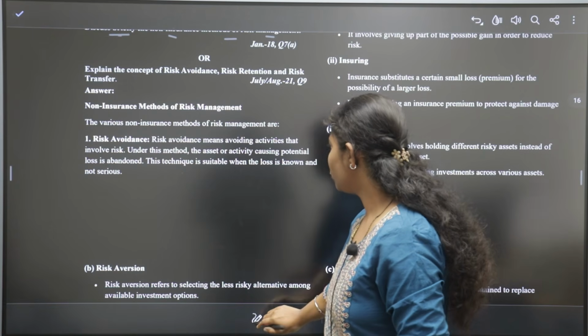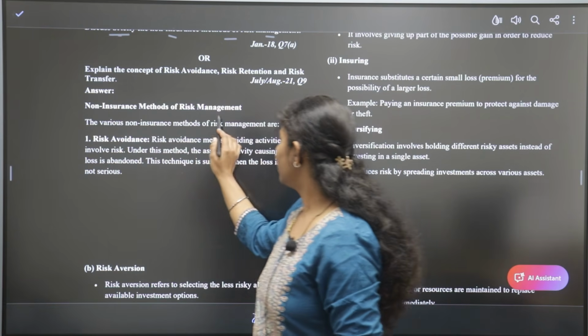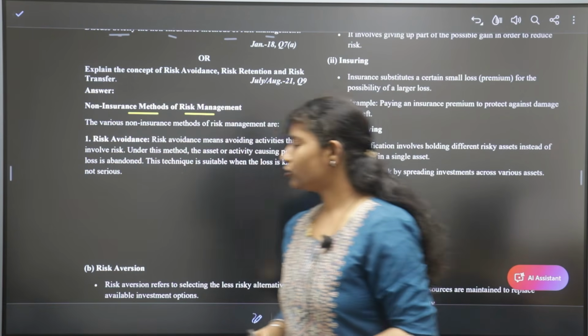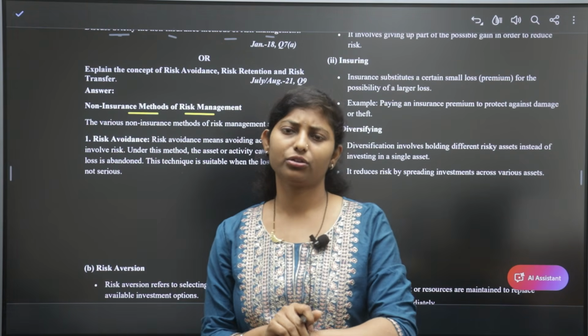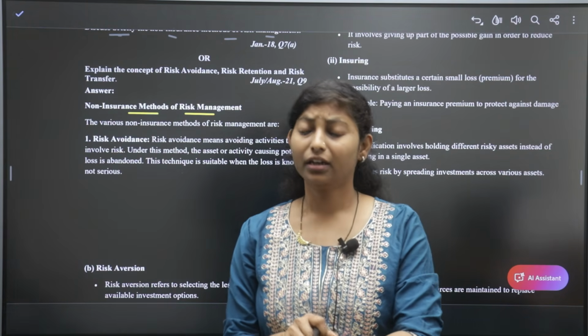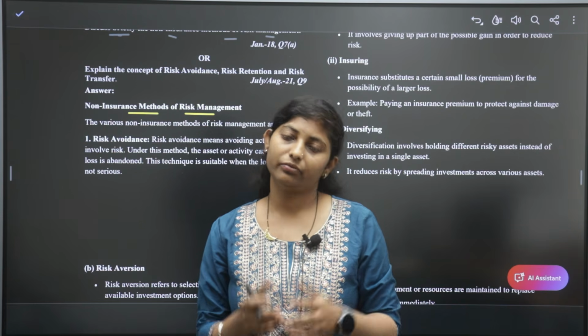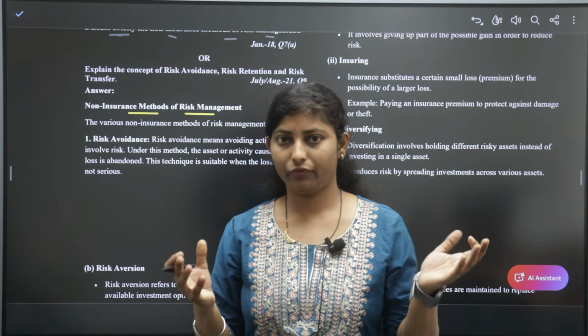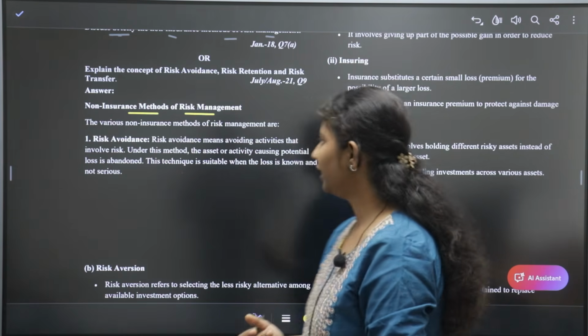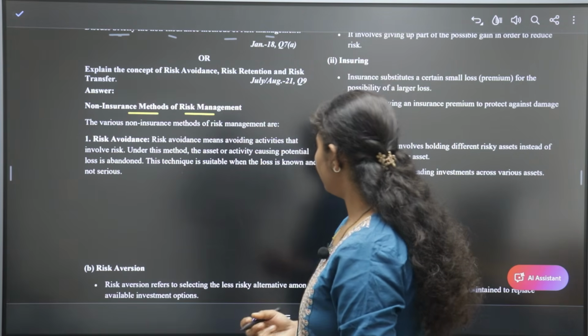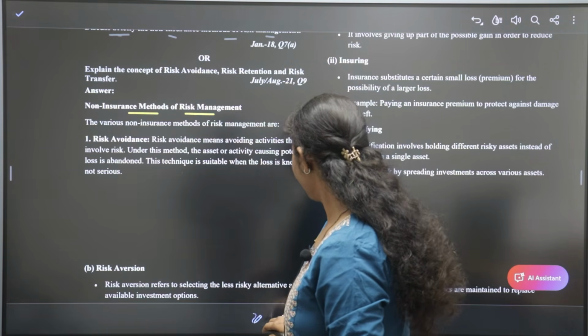So, the non-insurance method of risk management. If we take insurance, the compensation of losses will be done by the insurance company, but in the non-insurance method we need to keep aside part of our business funds separately to face future losses and risks. So here we'll see what things are there.